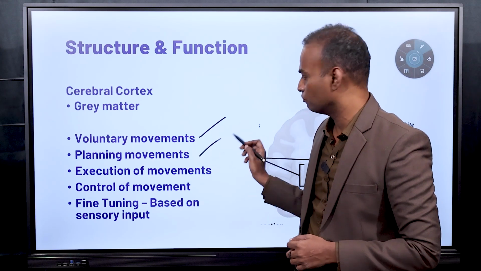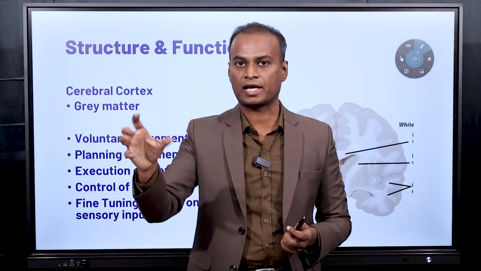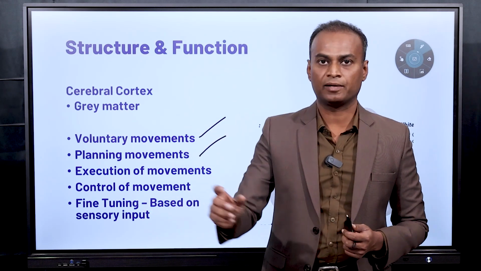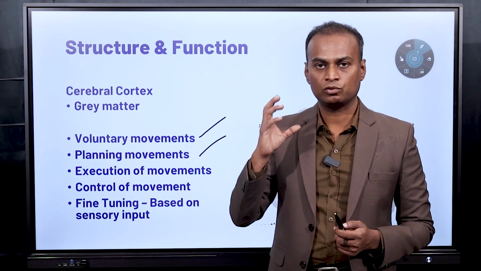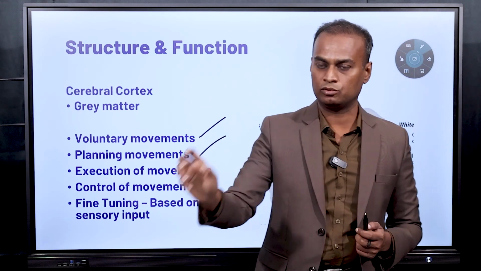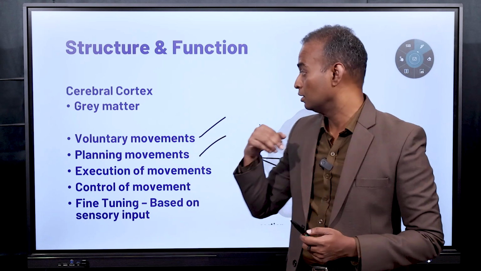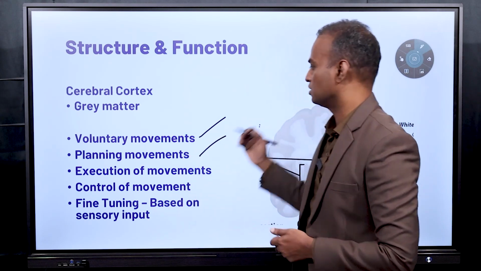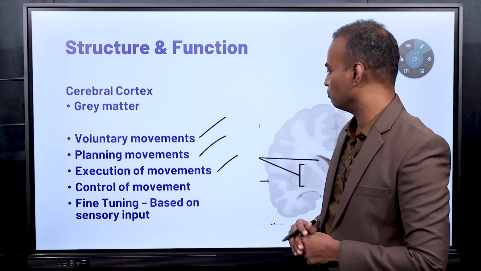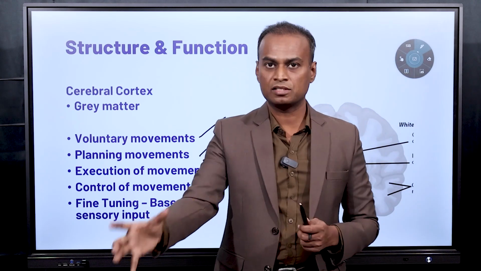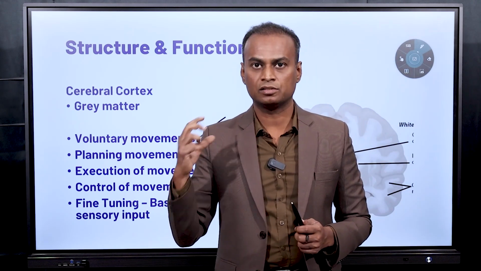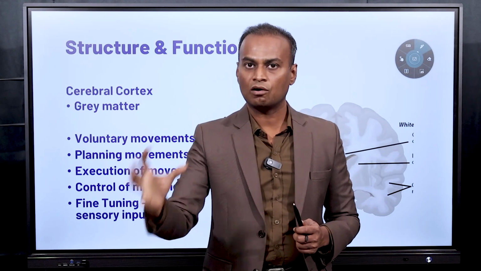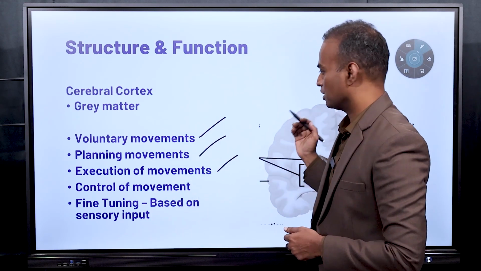And also planning of the movements. For example, I want to take a pen. I need to plan it in my brain. Even though you don't think, you have to plan. I need to put my hand here and pick up the pen. Even that planning is done by this cerebral cortex. And execution of movements. Once you plan, you have to execute, you have to contract certain muscles, you have to relax certain muscles. All this execution is done by cerebral cortex.